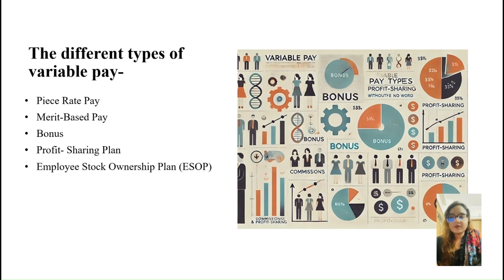Fifth is the Employee Stock Ownership Plan, ESOP. Employees are granted ownership of company stocks, either directly or through a trust, as part of their compensation package. For example, Midland Bank of Bangladesh provides stock options to employees during their stock market listings.